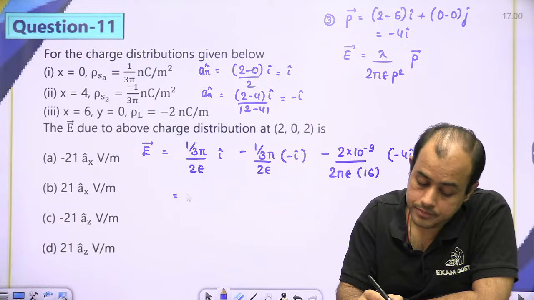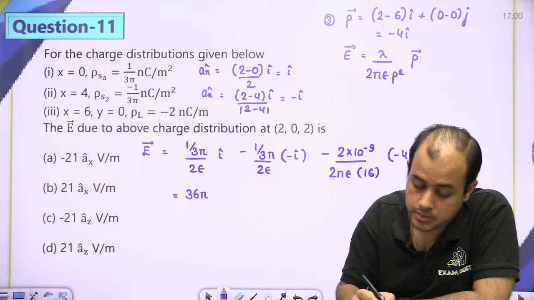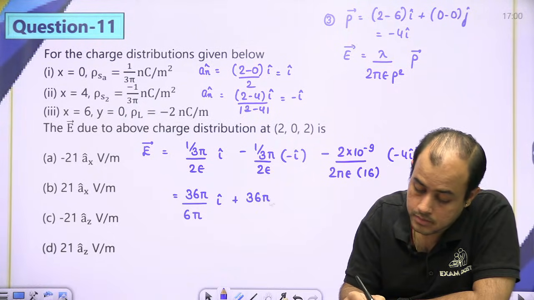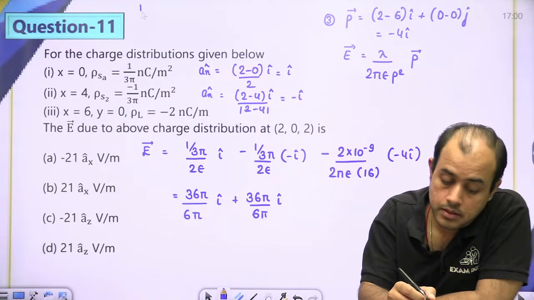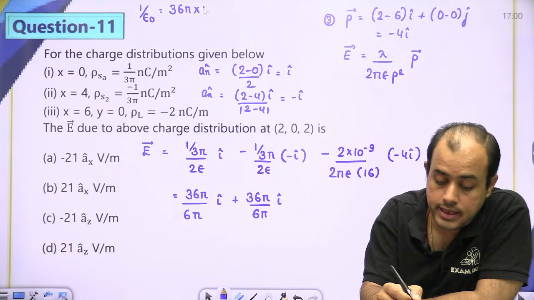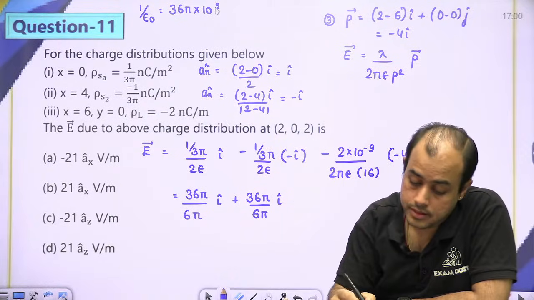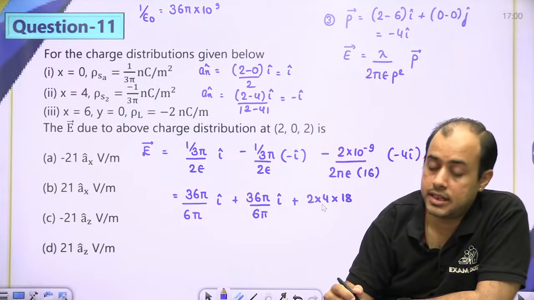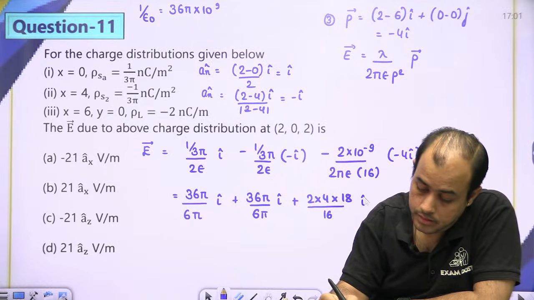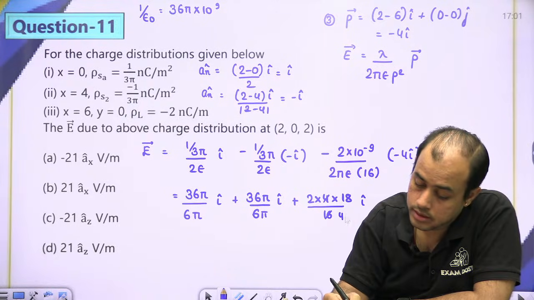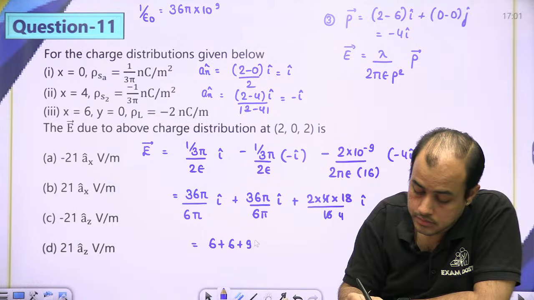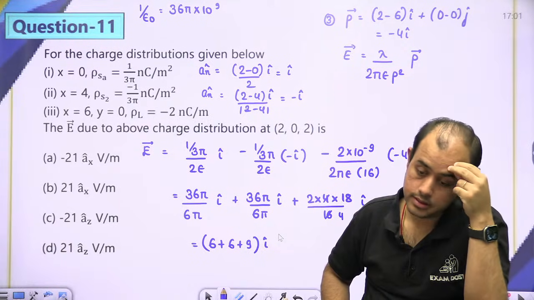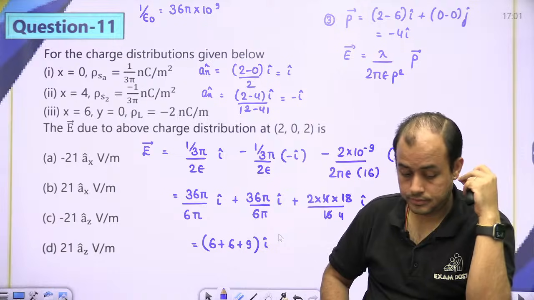Now 1 by 2 pi epsilon. 1 by 4 pi epsilon can always be written as 9 into 10 to the power 9, so 1 by 2 pi epsilon naught is 18 into 10 to the power 9. The nano will be cancelled, as the charge also contains nano. 4, 36, 9, by 3.